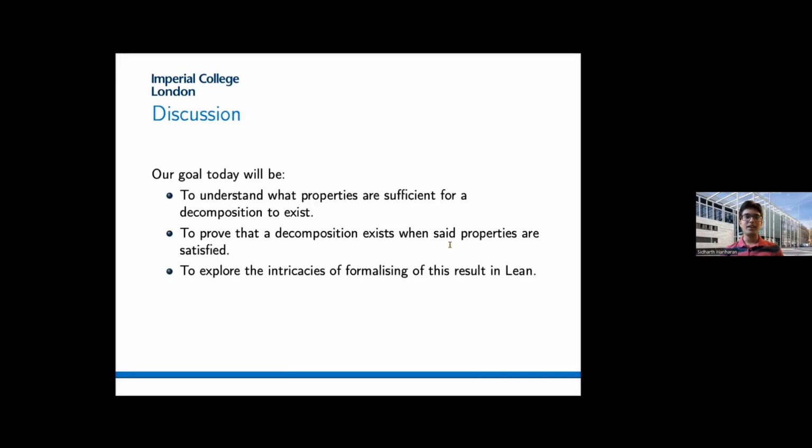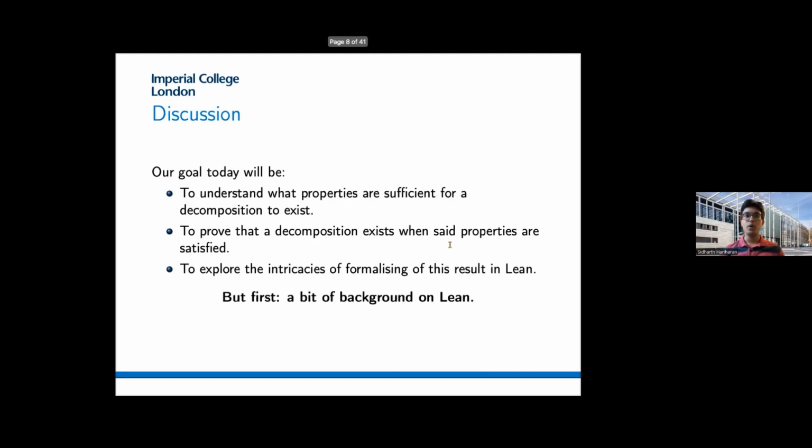And our goal today is therefore going to be to, first of all, understand what properties are sufficient for a decomposition to exist. Secondly, to then prove that a decomposition does indeed exist when we expect it to, i.e. when these properties are satisfied. And thirdly, to explore the intricacies of formalizing this result in Lean. So what is Lean? A little bit of background coming up.